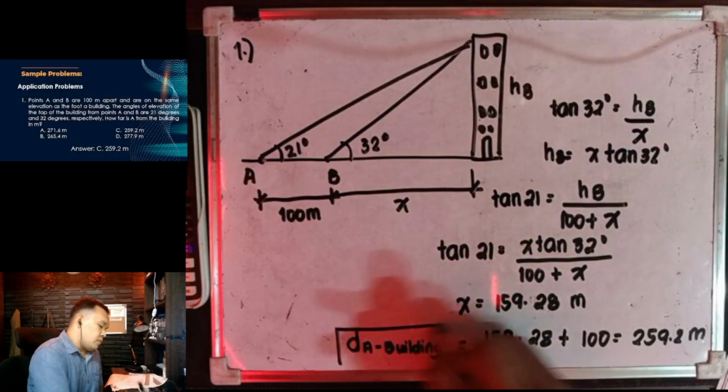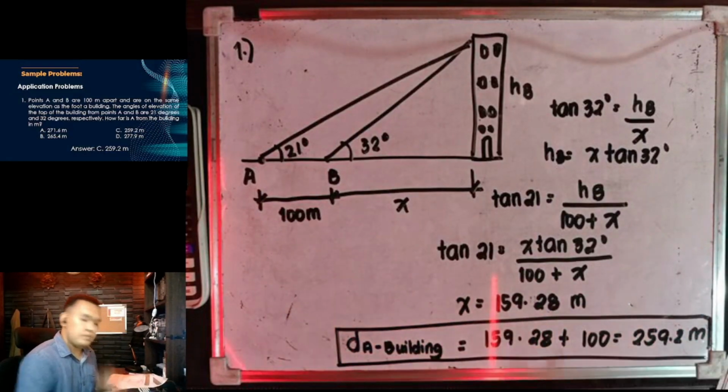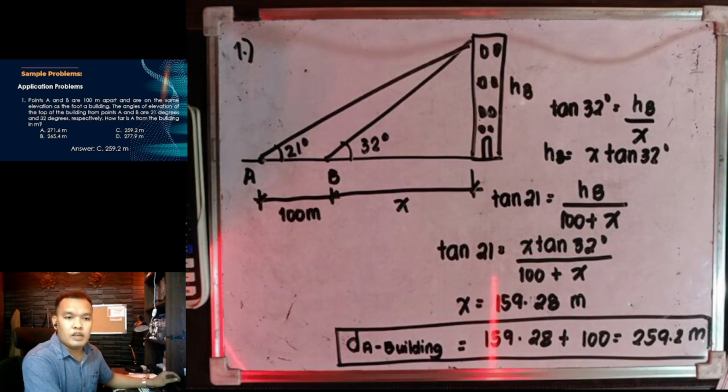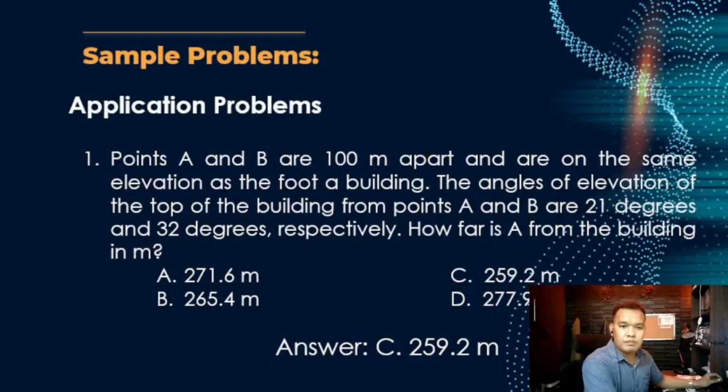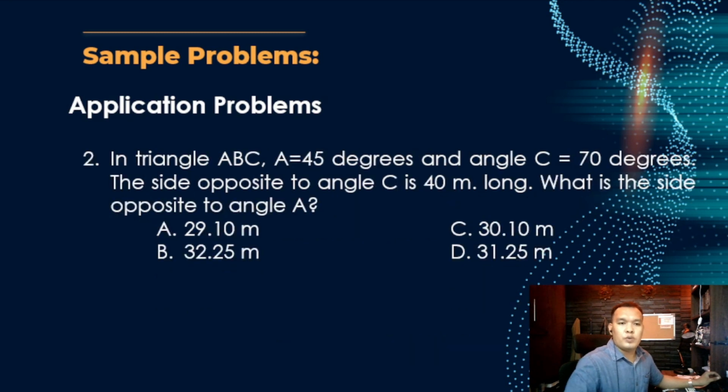Okay, so proceed tayo sa problem number 2. We have in triangle ABC, angle A is 45 degrees and angle C is 70 degrees. The side opposite to angle C is 40 meters long. What is the side opposite angle A?